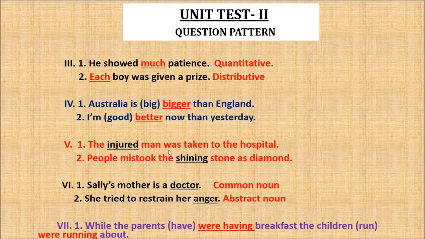No, isn't it? The ed word is there, so we can underline this. Then it becomes a participle adjective. The second sentence: people mistook the shining stone as diamond. Here there are no ed words, only an ing word, and this also comes under participle adjectives. Like this, two questions will be asked. Each question carries 1 mark, and whatever the verb is ending with ed or ing, that will be the participle adjectives. Okay?